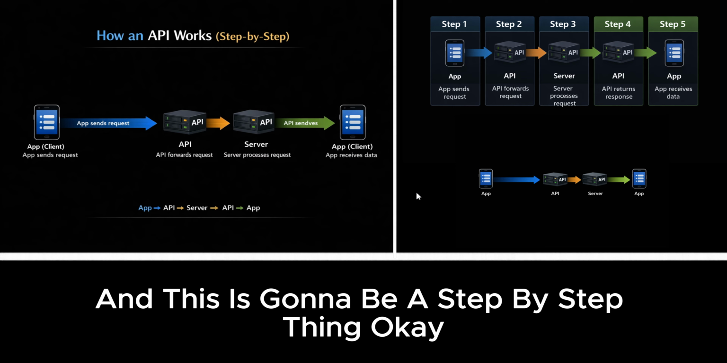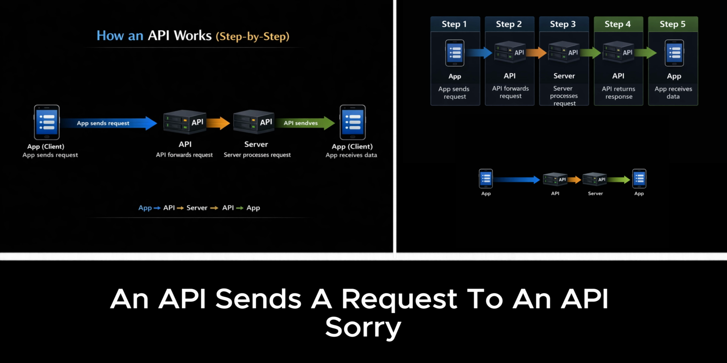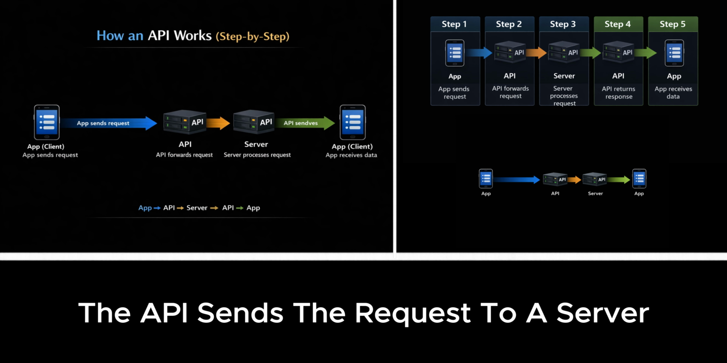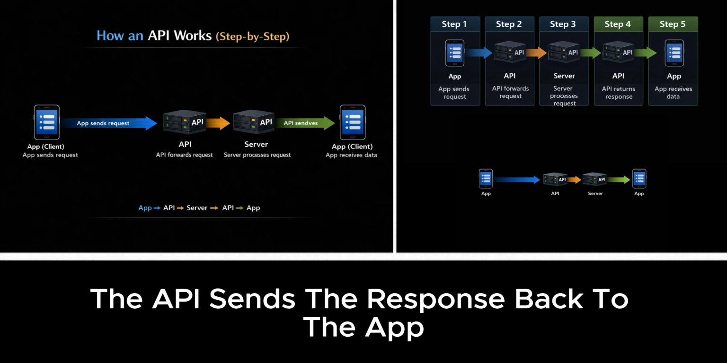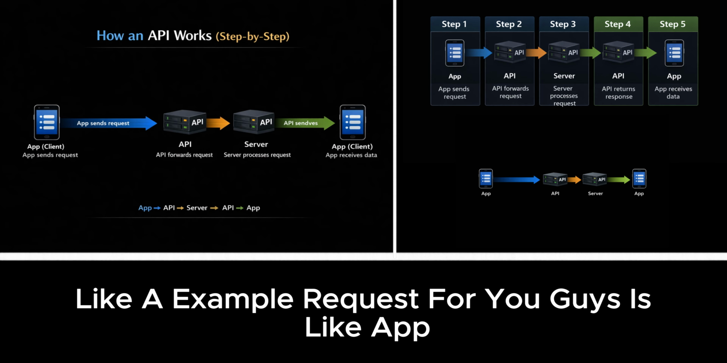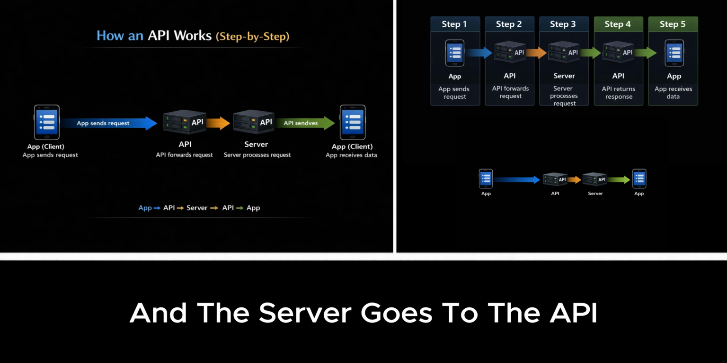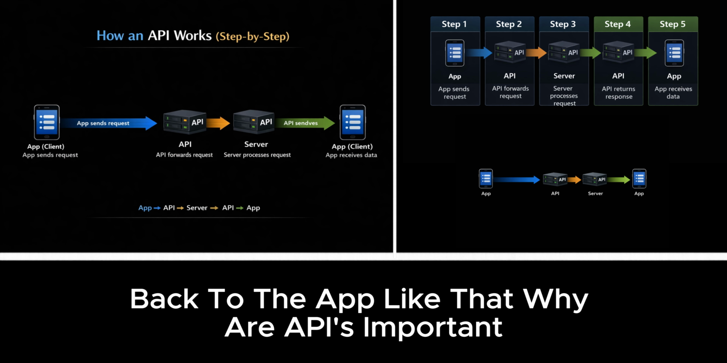How an API works. This is going to be step by step. You can see the visual and the text here. An app sends a request to an API. The API sends the request to a server. The server processes the request. The API sends the response back to the app. So the app goes to the API, the API goes to the server, the server goes back to the API, and the API gives the response back to the app.